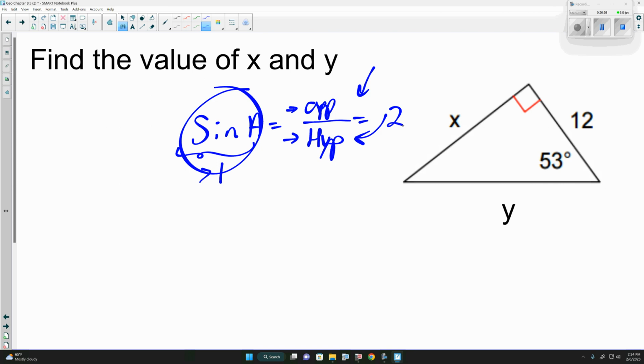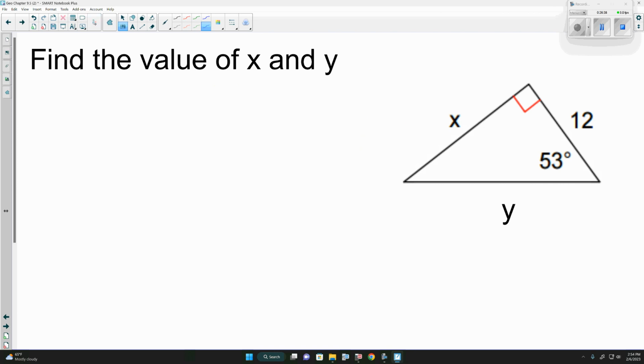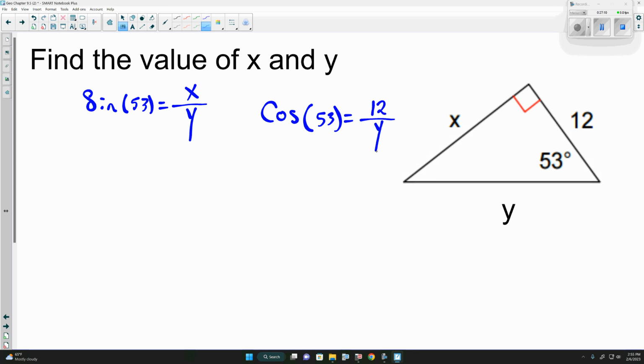No. It actually works out for sine, cosine, and tangent. The sine and cosine functions are never greater than 1 or less than negative 1. They're always contained there. So here, sine of 53 would be opposite over the hypotenuse, which is y. So we can't use sine first, but cosine of 53 is adjacent over hypotenuse, which is 12 over y.